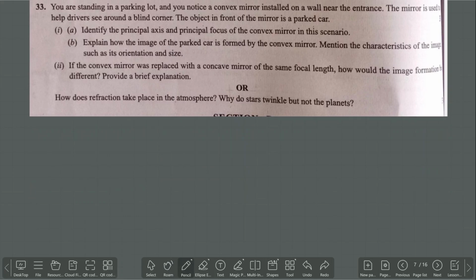Let's read the question. You are standing in a parking lot and you notice a convex mirror is installed on a wall near the entrance. The mirror is used to help the driver see around the blind corner. The object in front of the mirror is a parked car.